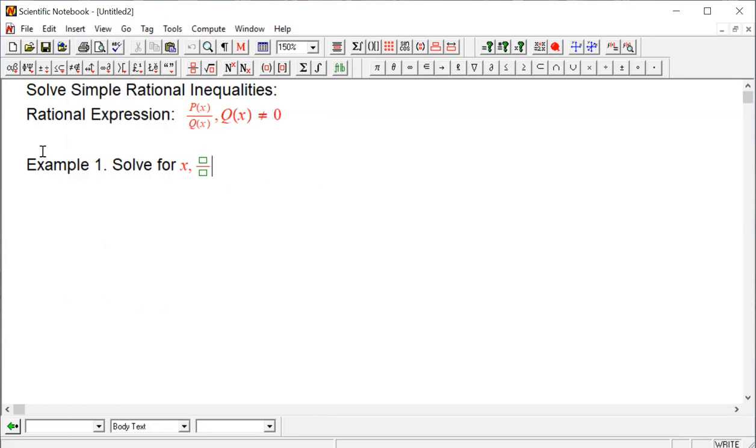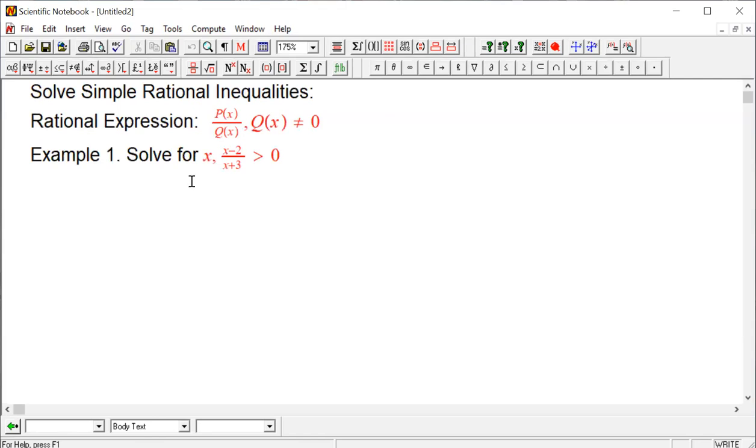So we are not solving very complicated rational expressions. We're solving some simple ones. For example, we may have x minus 2 over x plus 3, and we want this to be positive. Let me increase the font a little bit.